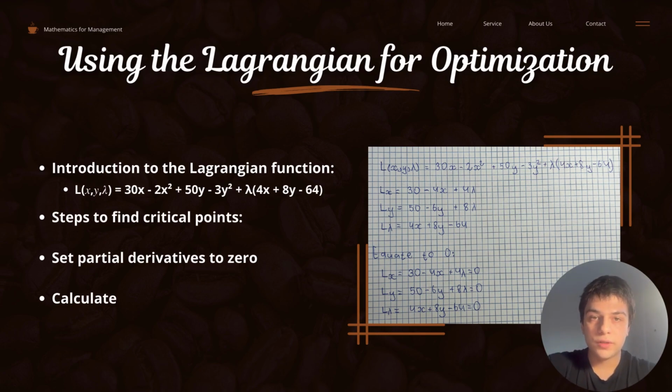Before we move forward, we have to come up with a Lagrangian function. In this instance, we join our total revenue function and our budget constraint, and we get our Lagrangian function, which equals 30x minus 2x squared plus 50y minus 3y squared plus lambda (4x plus 8y minus 64). With this, we can find our critical points and maximize our revenue. How this works: firstly, we find our first derivatives and equate all of them to 0.